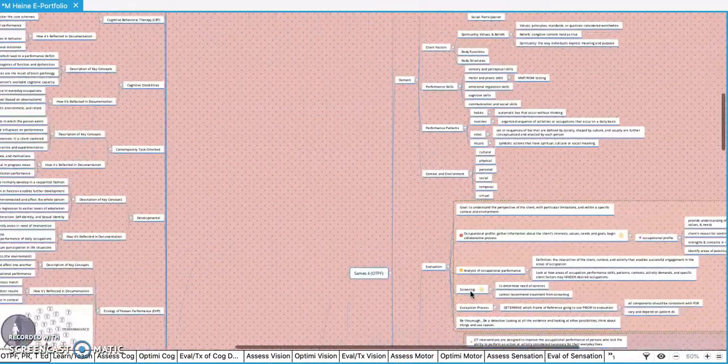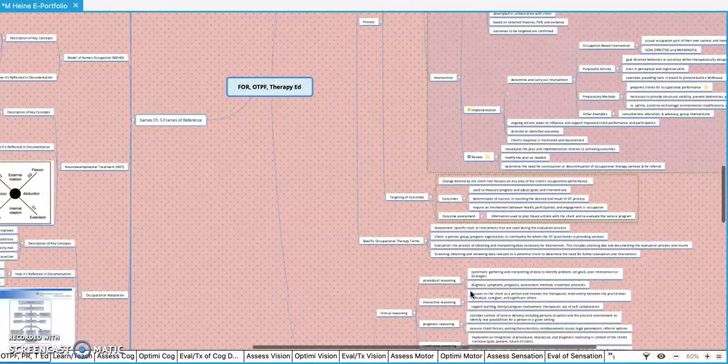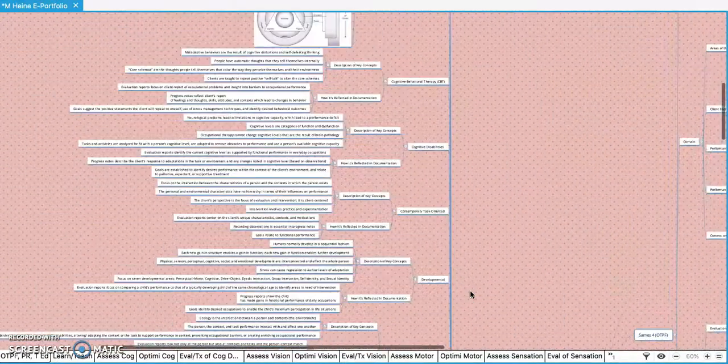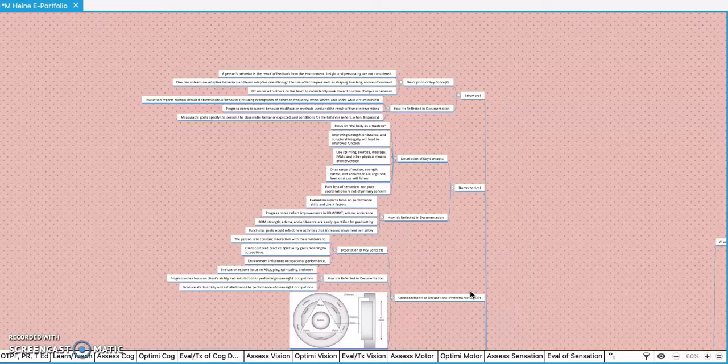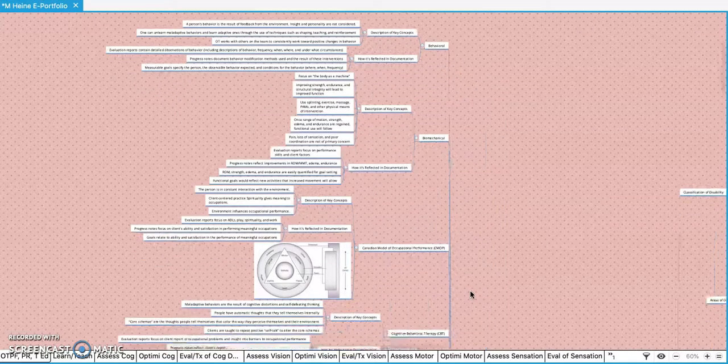So first is the OTPF and the different domains, occupations, the OT process. And then we go over here to the different frames of reference. My fieldworks are an acute rotation at a hospital and then a pediatric school-based rotation. So I think definitely refreshing my memory on the biomechanical frame of reference, the developmental, sensory processing. I think those are the types of frames of reference that will benefit me most while I'm on fieldwork.